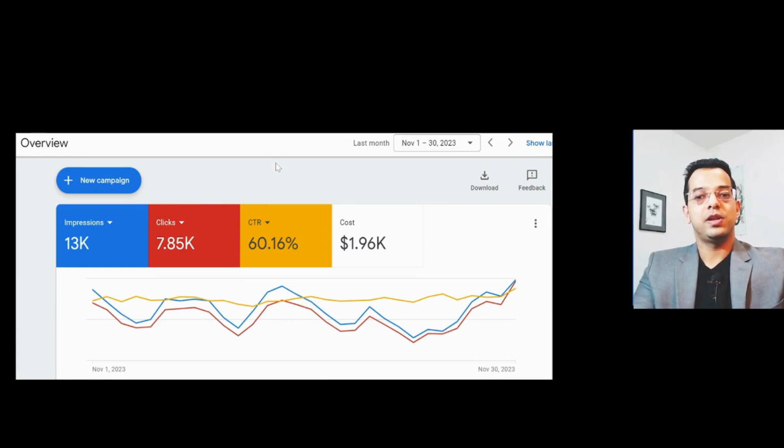Now let me explain CTR through one of the campaigns that I am running. Okay, so this is the last 1 month of data, that is November 2023 data. For this campaign, you can see the impressions I'm getting for a month are 13,000 and the clicks for the campaign are around 8,000. So CTR would be number of clicks divided by number of impressions, that is this number divided by 13,000. In this case CTR is 60%. This CTR is high because this is a brand keyword related campaign that I'm running.